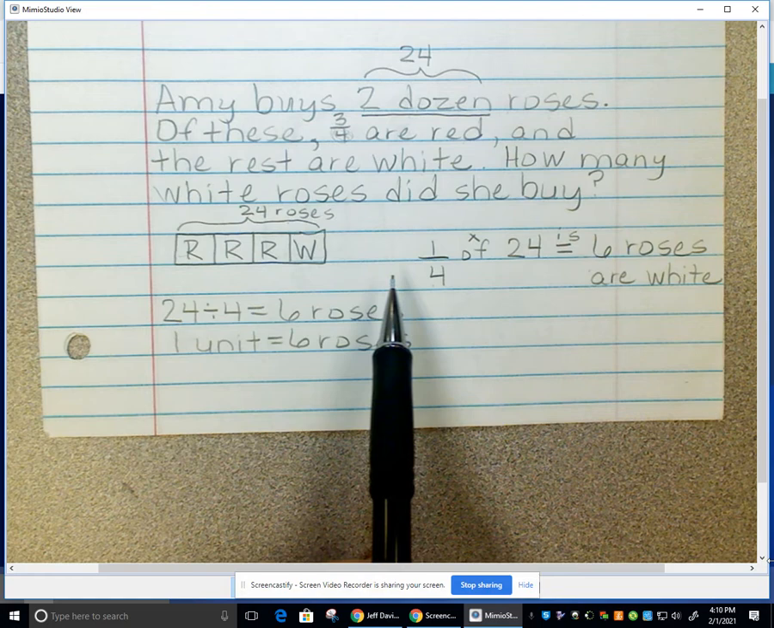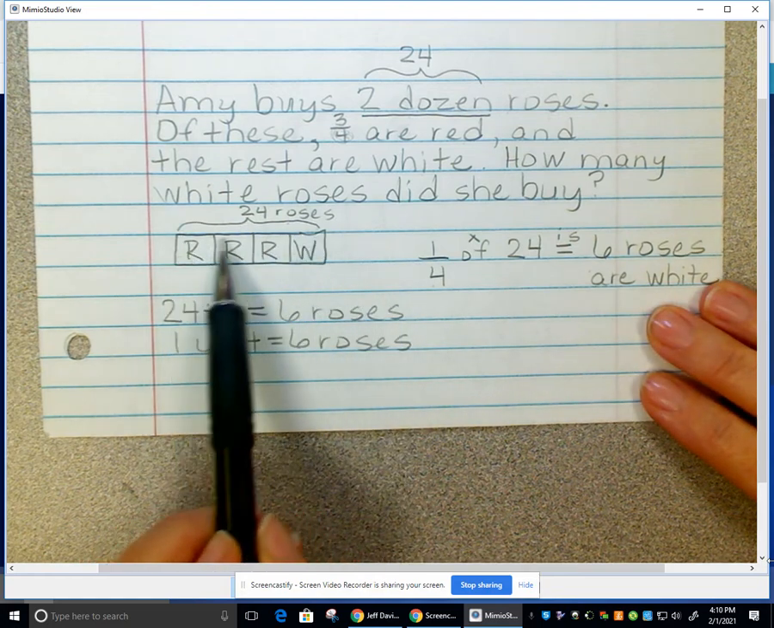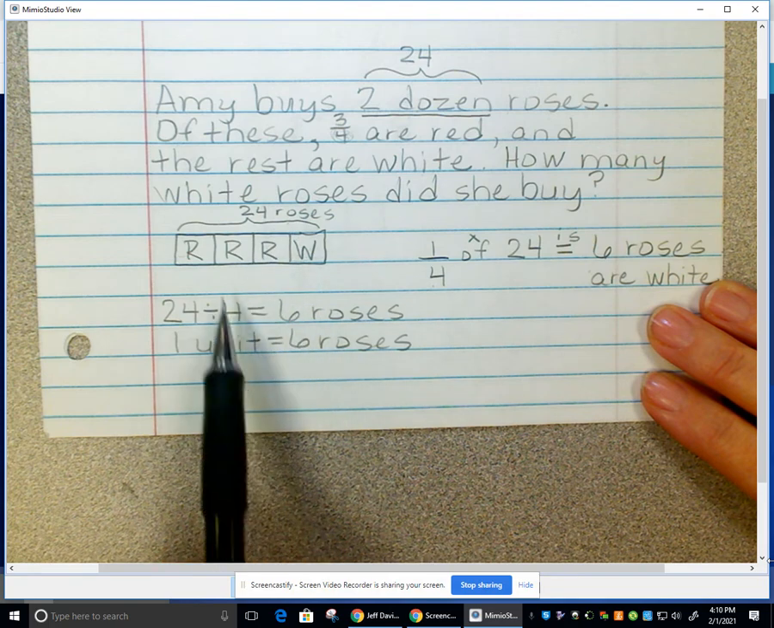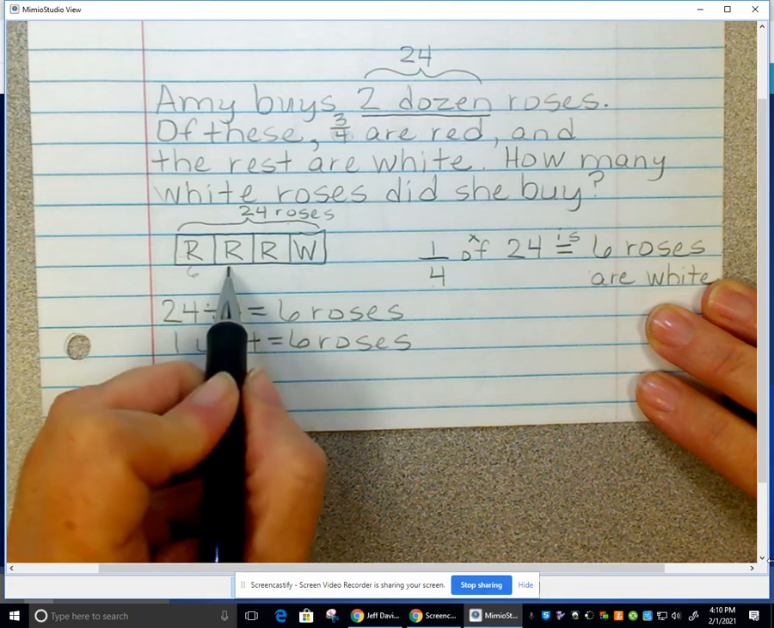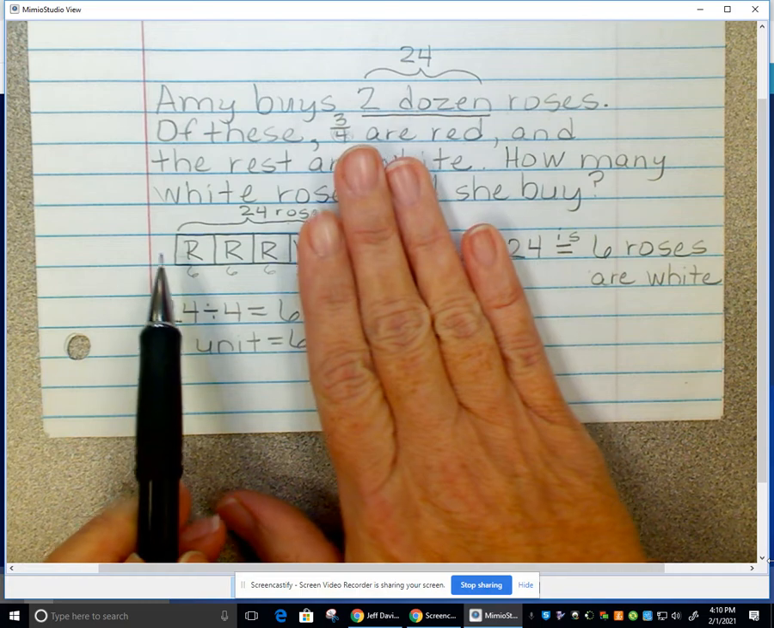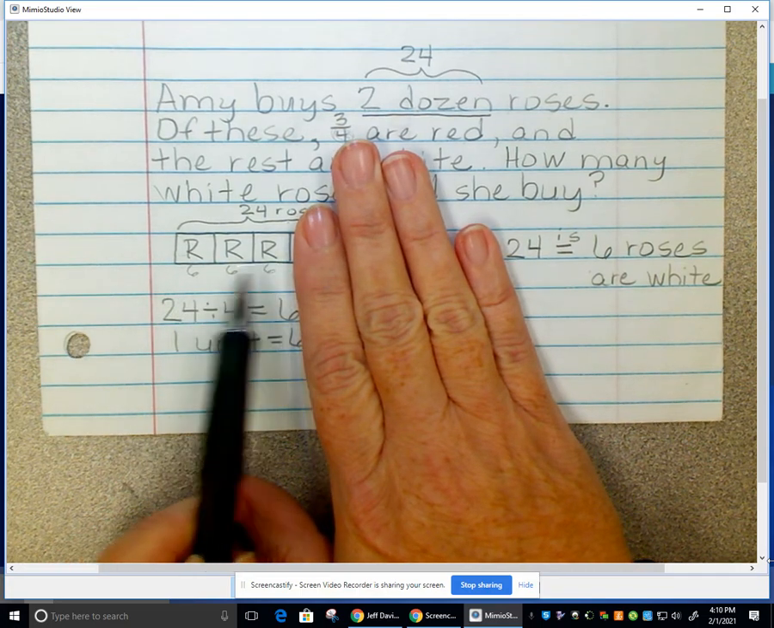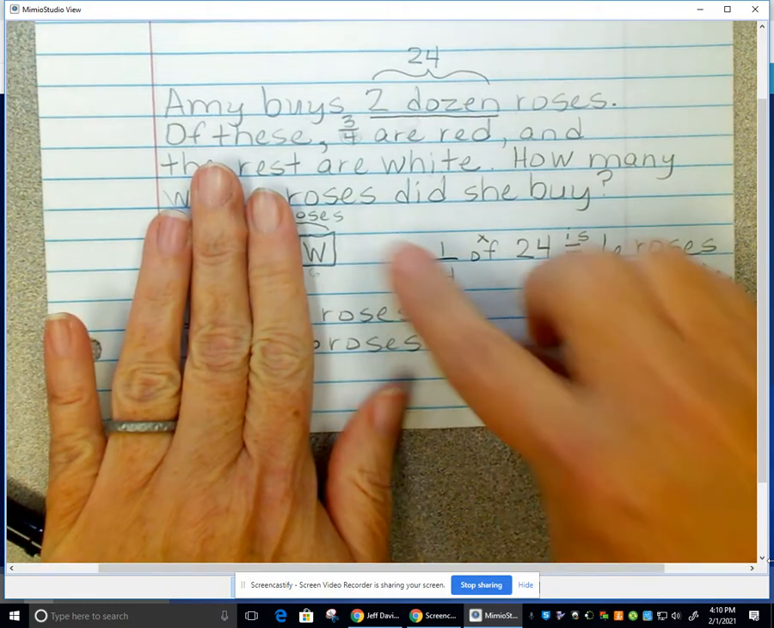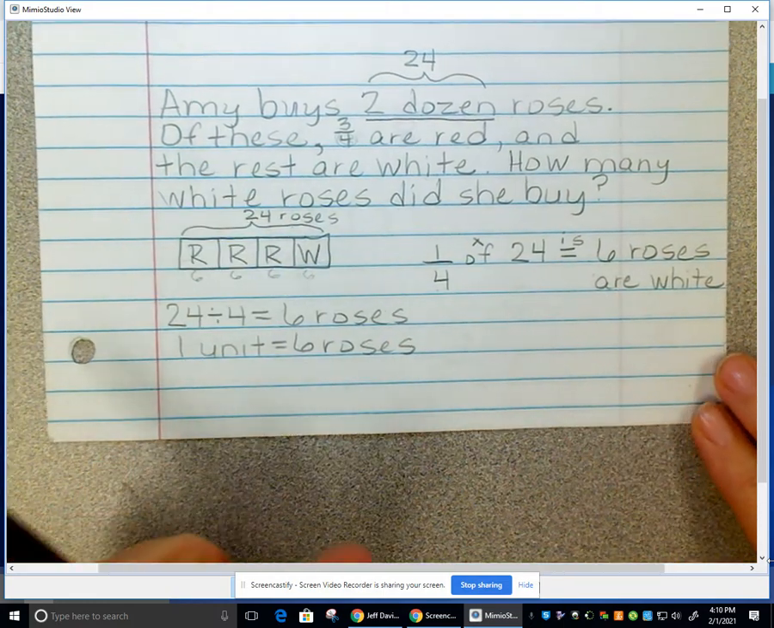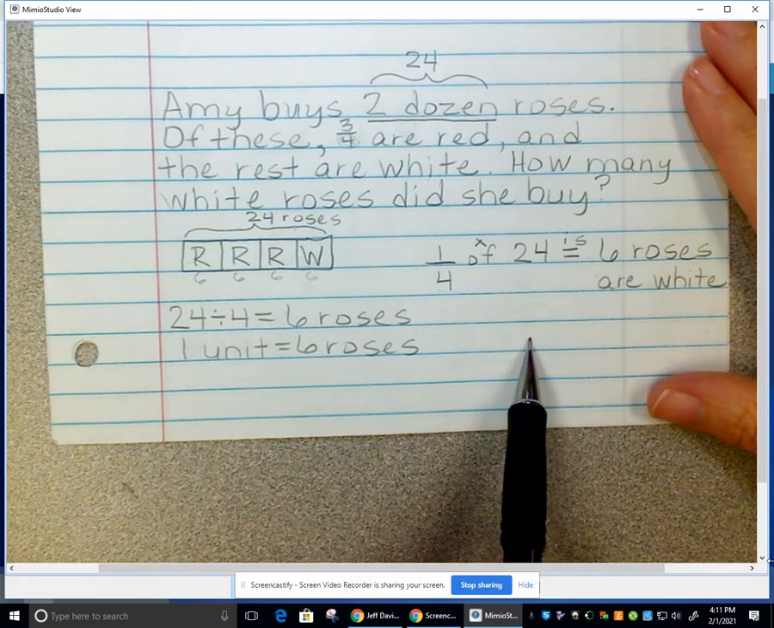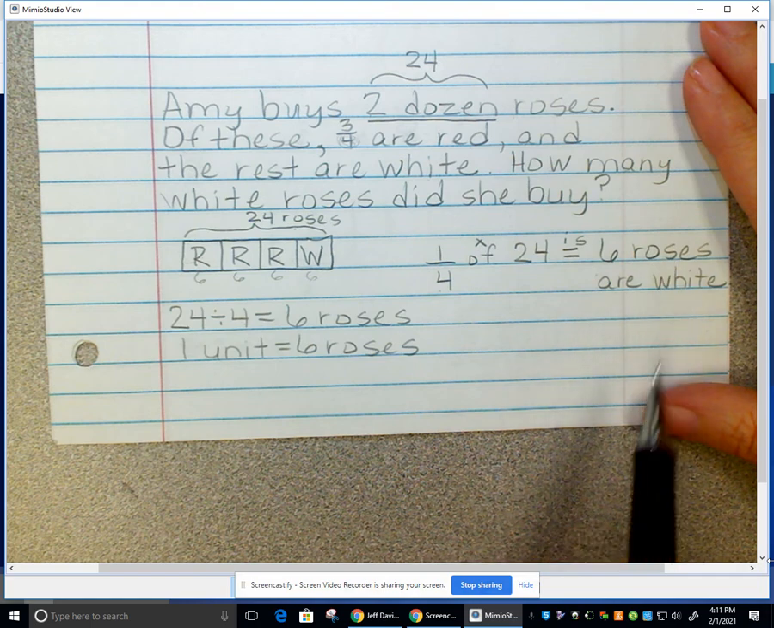So I could take the 24 divided by 4, and that tells me that each one of these is worth 6. So you can immediately look and see 3 sixes. That means there were 18 red roses and 6 white roses. So when I'm trying to find out what 1/4 of 24 is, my answer is 6 roses.